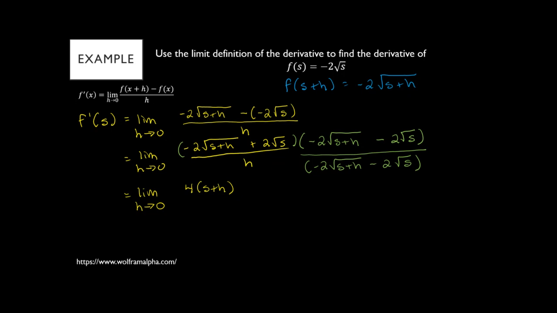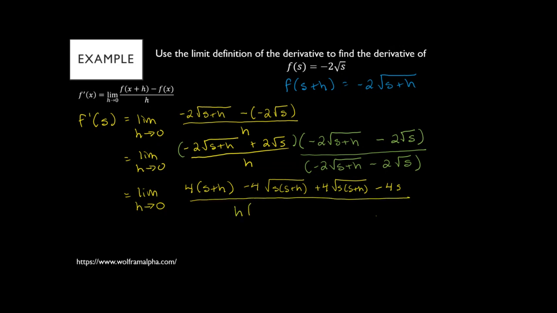Inside, 2 square root of s times -2 square root of s plus h. That gives you -4 square root of s times s plus h. Those square roots can combine. Then outsides, -2 square root of s plus h times -2 square root of s. That gives you a +4 square root of s times s plus h. And then 2 square root of s times -2 square root of s is -4, and then the square roots cancel and you're left with just s.